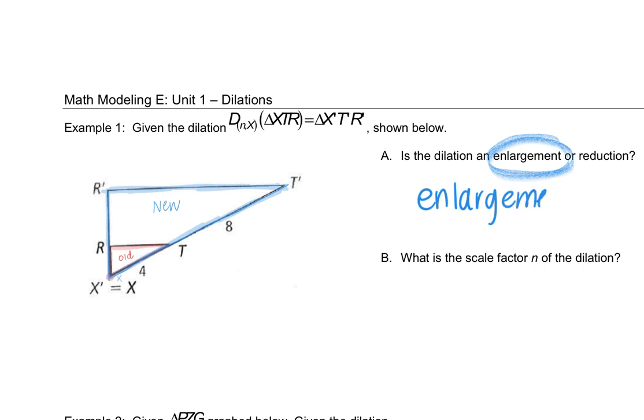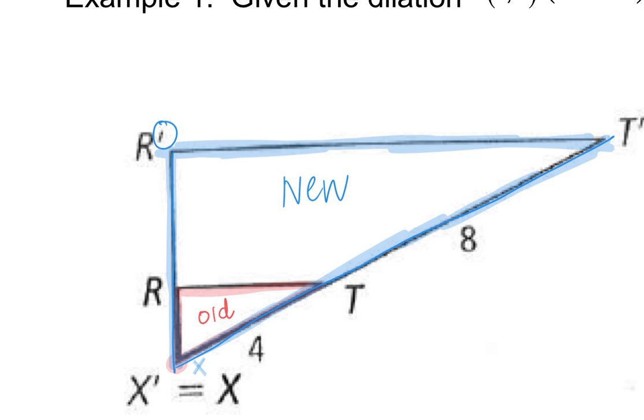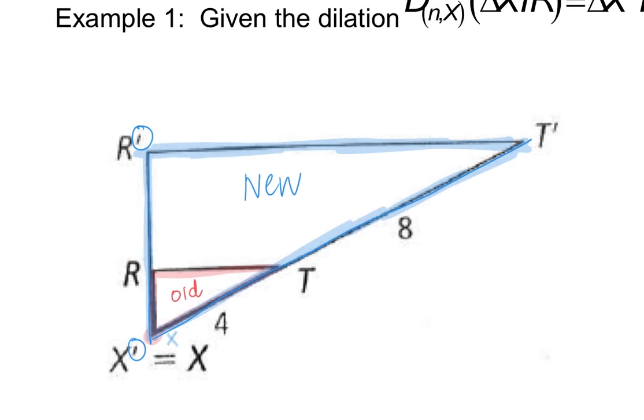So pretty basic question. Based on your figures, is it a reduction? Did it get smaller? Or is it an enlargement where it got bigger? It clearly got bigger. It started small, it got bigger. Again, how do I know which one's which? The primes, okay? If you've forgotten what the primes are, let me point them out. They're right there. It's those apostrophes that you see there. That tells you new image.